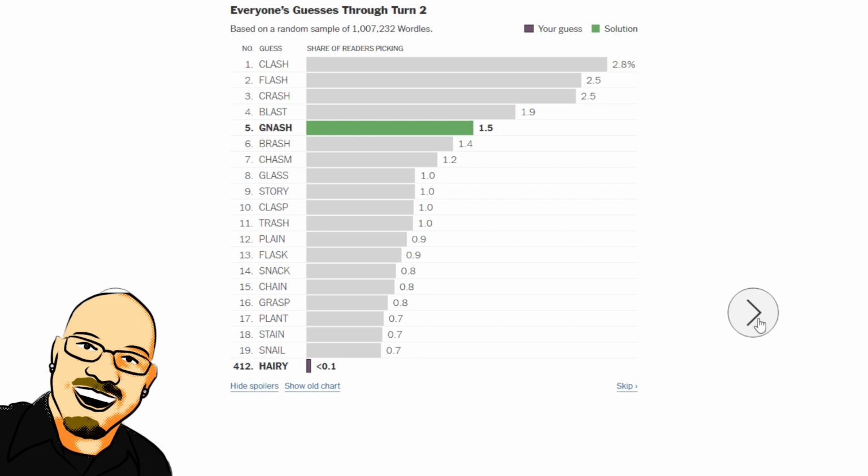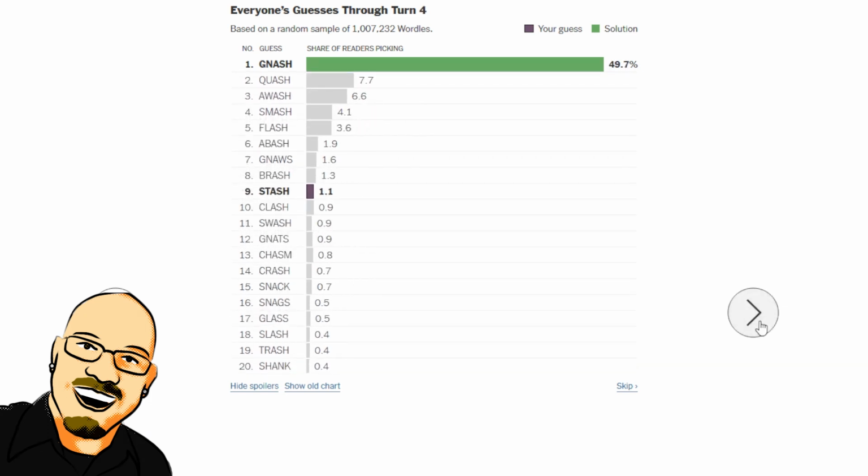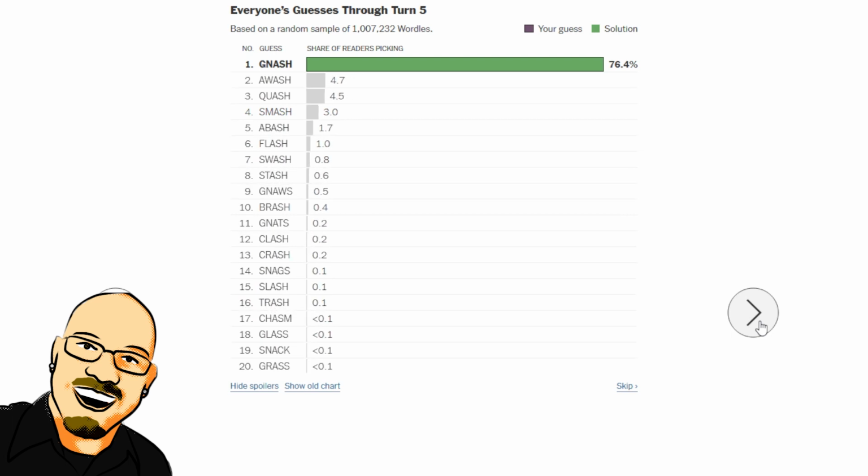All right, I think this might be a little bit of a streak breaker. Not a huge one, but I think it might be. So, turn 2, 1.5. That's quite low. We've got 4 ahead of it, 3 of them being Ash words. Nash taking over as the top one, 18.3 with flash right behind it. 49.7, pretty low still. 76.4, 92.6. Yes, this is definitely a streak breaker. We have 7.5% losing out on this one. A tough puzzle.